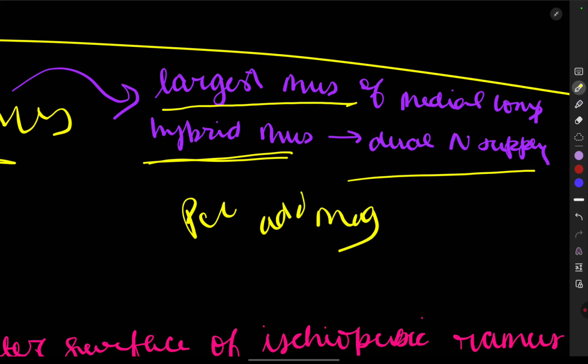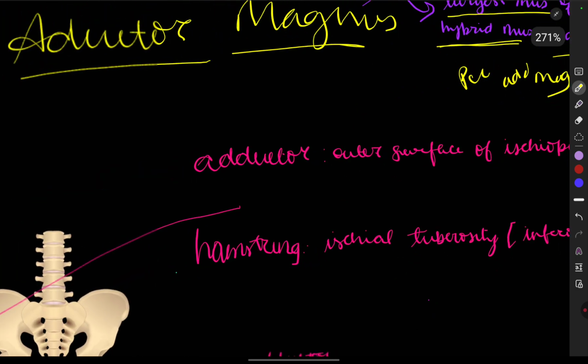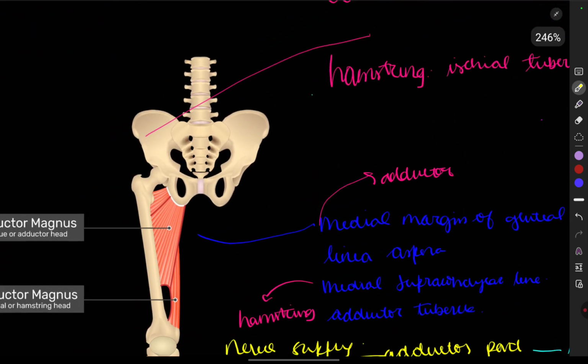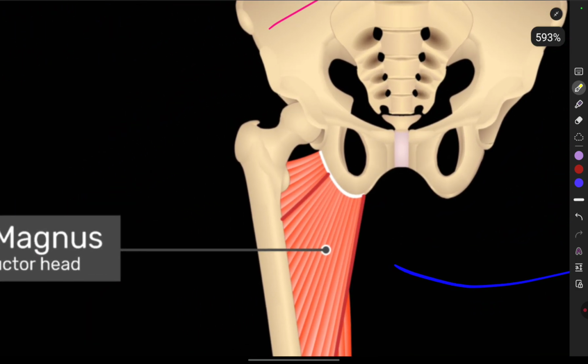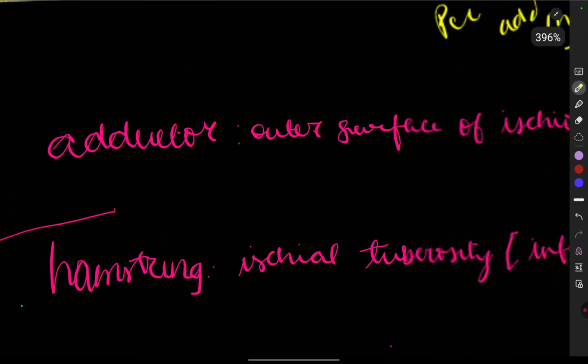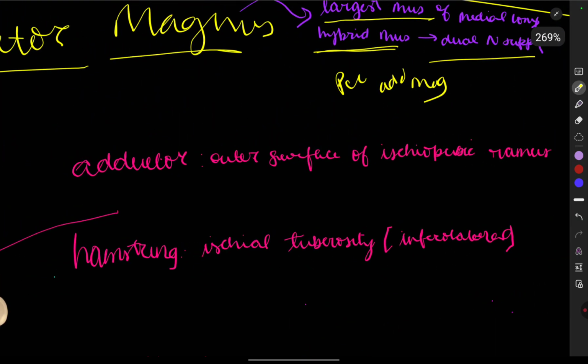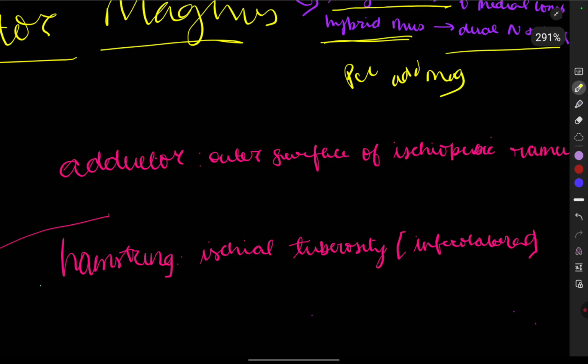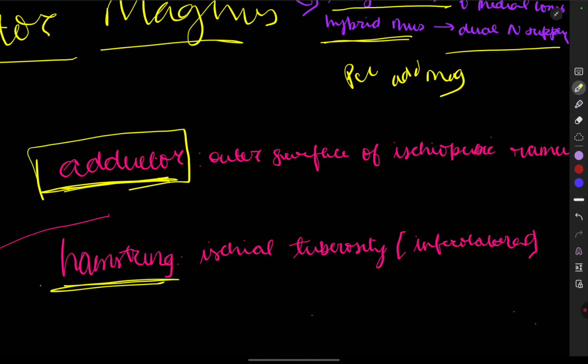Adductor magnus muscle, okay. See, the origin, it has two heads, okay? It has not two heads, I mean it has two parts. The adductor magnus, that is the largest muscle. It has the adductor part and the hamstrings part, okay? The adductor part on the medial side and hamstring part on the posterior side, slightly on the posterior side, okay?